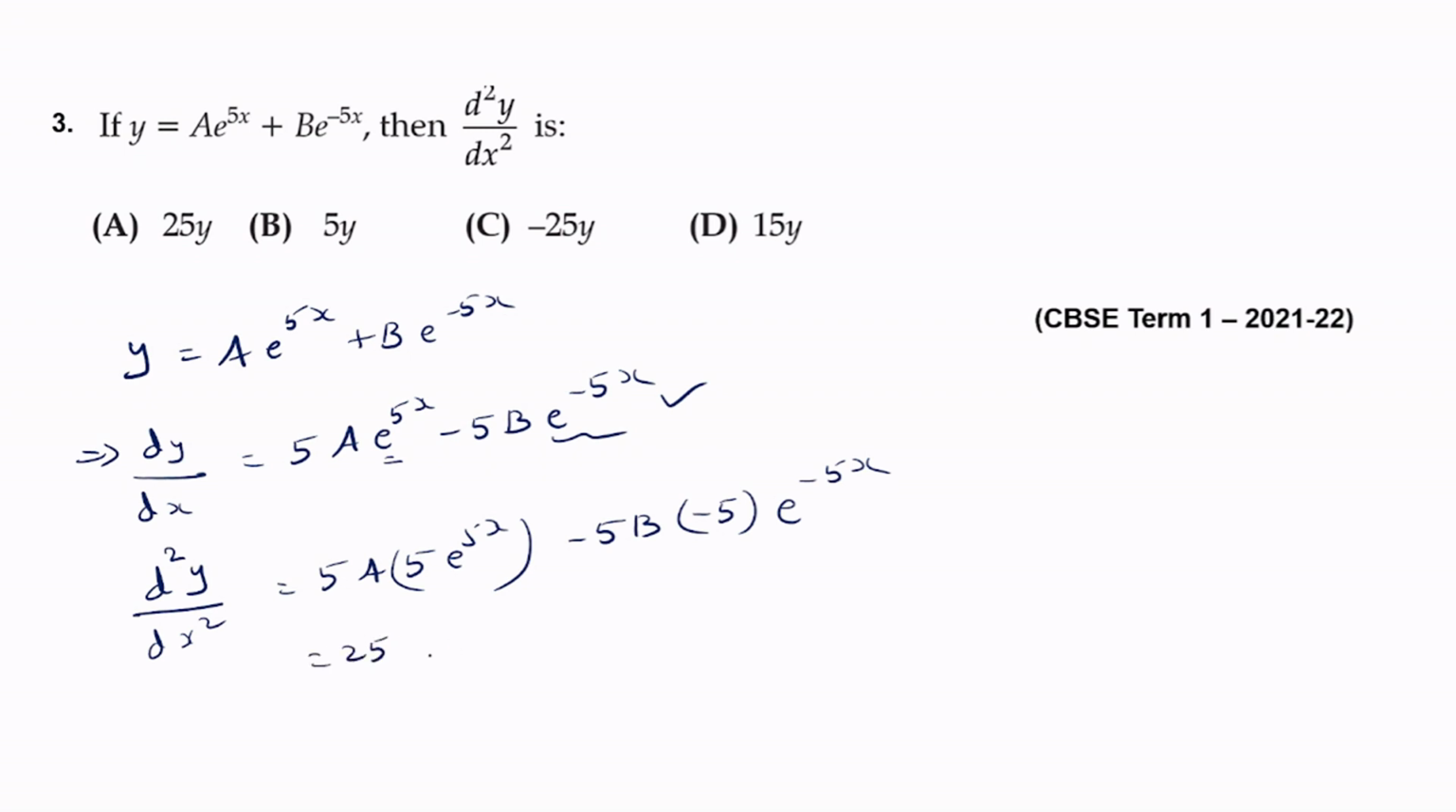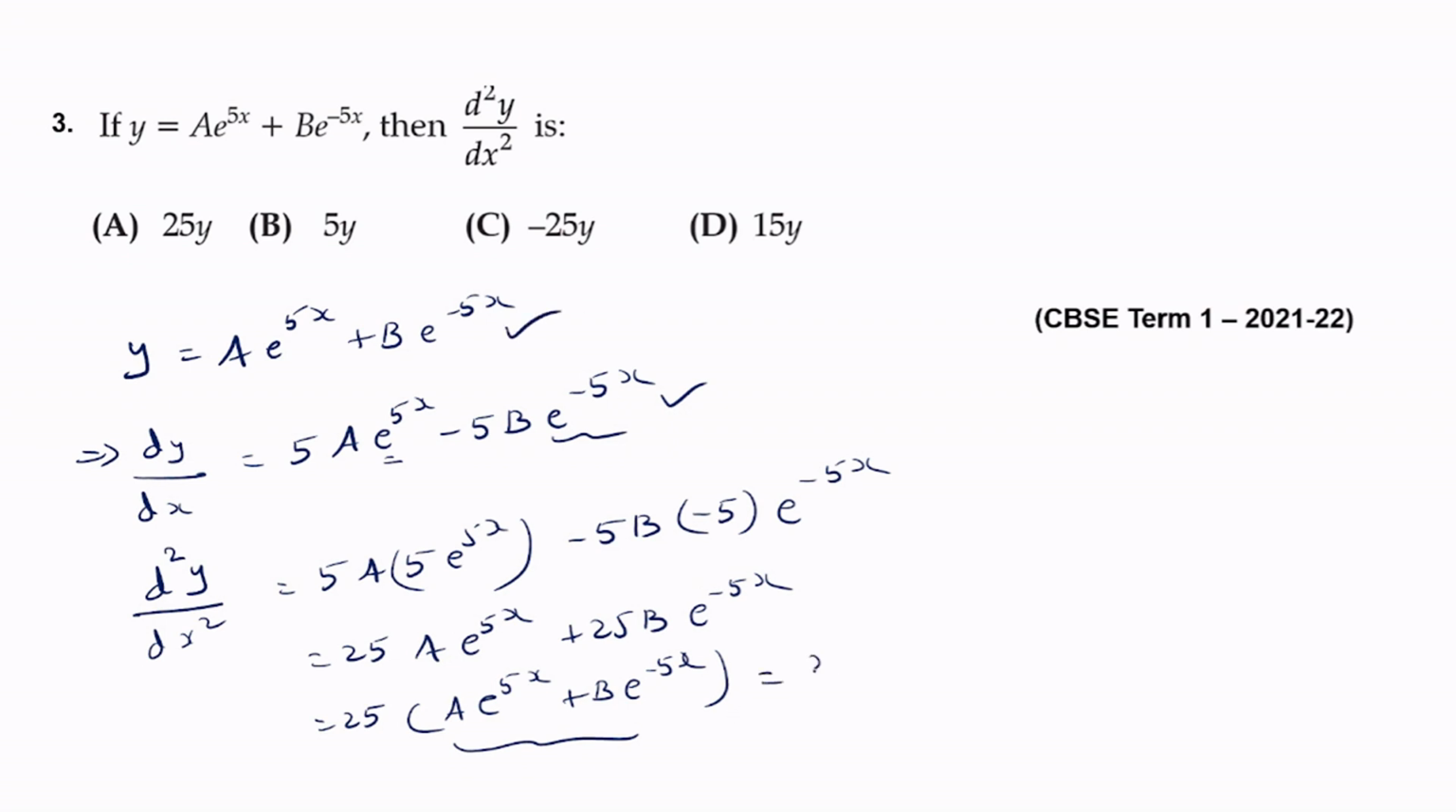So this is 25a e raised to 5x plus 25b e raised to minus 5x. Here 25 is common, which can be taken outside. So it is 25 into a e raised to 5x plus b e raised to minus 5x. Now this is nothing but this is y. So this is equal to 25y. So d square y by dx square is equal to 25y. Correct option is option A.